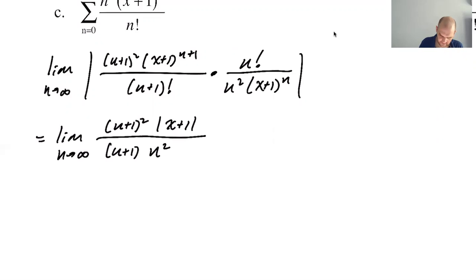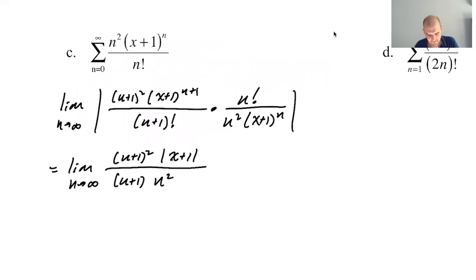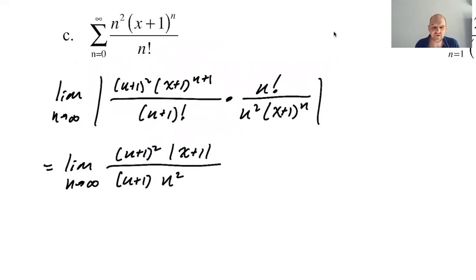I have a third degree polynomial over a second, second over third. Second over third, that's going to be 0. So this is 0. So that's surprising. Is that surprising? I guess that's not that surprising. It feels a little like e to the x, but with that n squared in there.